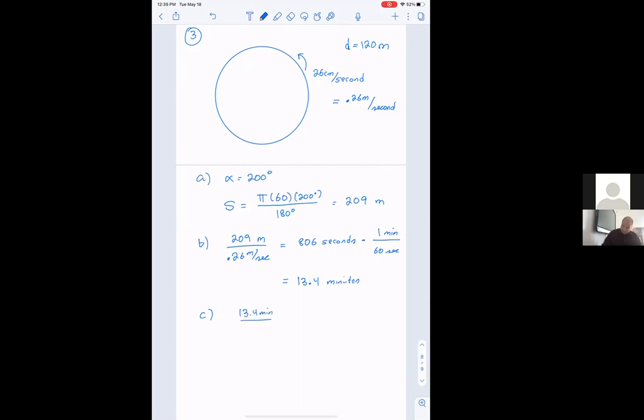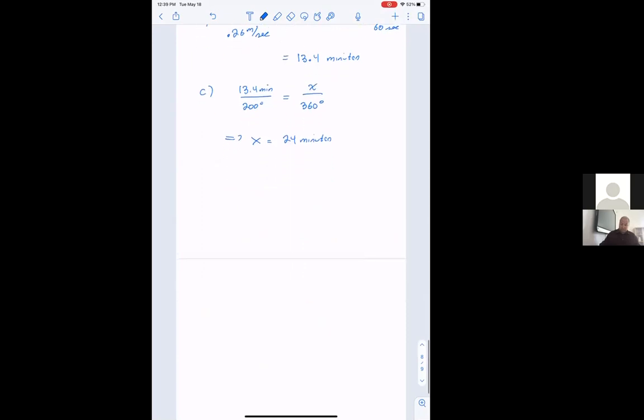13.4 minutes is to 200 degrees as the unknown amount of time is to 360 degrees, because you're traveling at a constant speed. So distance over time, or in this case, time over angle, should be the same for any size angle. Therefore, x equals 13.4 minutes times 360 divided by 200, which to the nearest minute is 24 minutes. That was a nice question. It has my personal seal of approval.